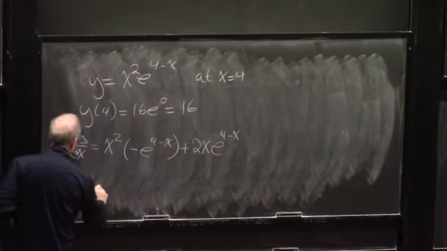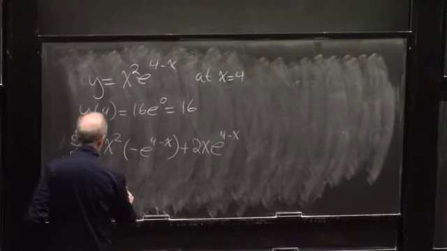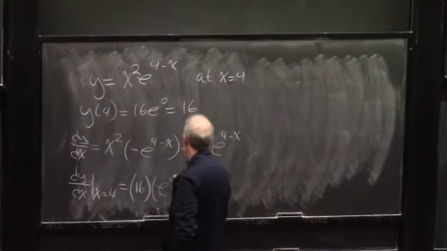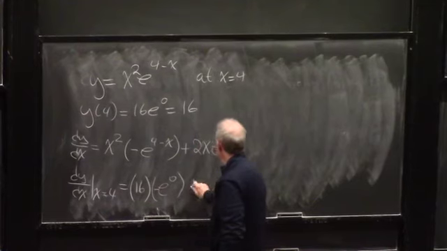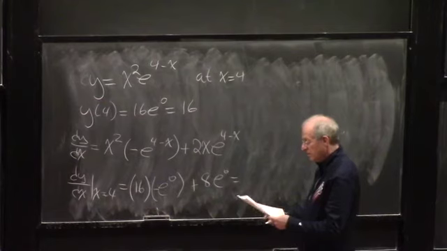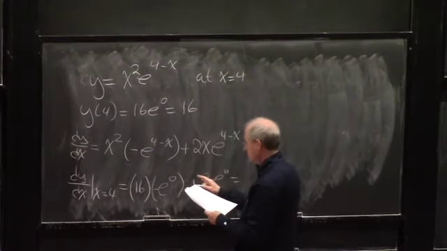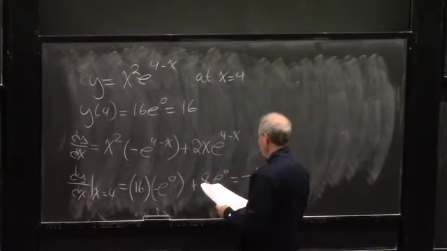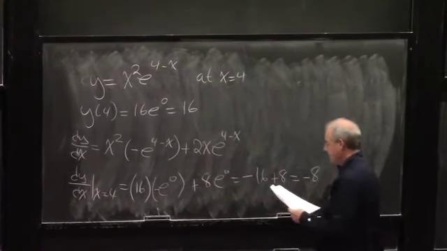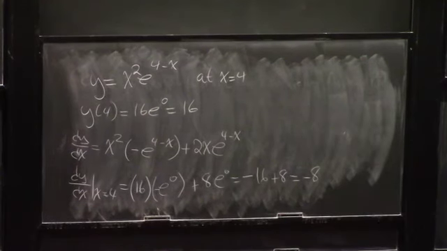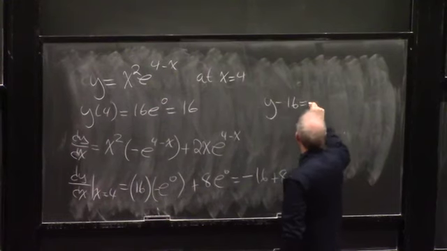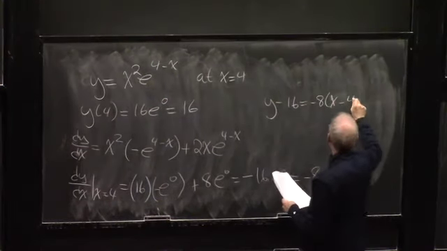We evaluate this, and we get 16 times negative e to the 0, sorry, plus 8 e to the 0. E to the 0 is 1, so this is negative 16 plus 8 equals negative 8. And that means that the equation of the tangent line is y minus 16 equals negative 8 times x minus 4.